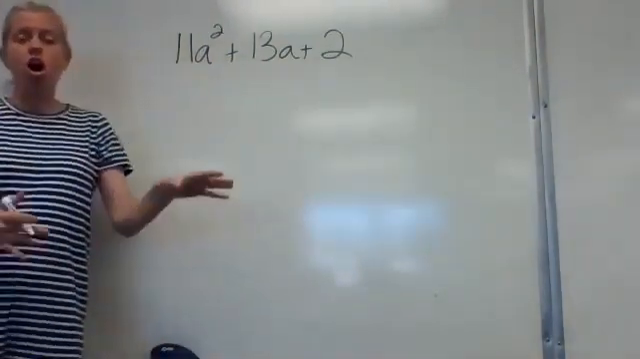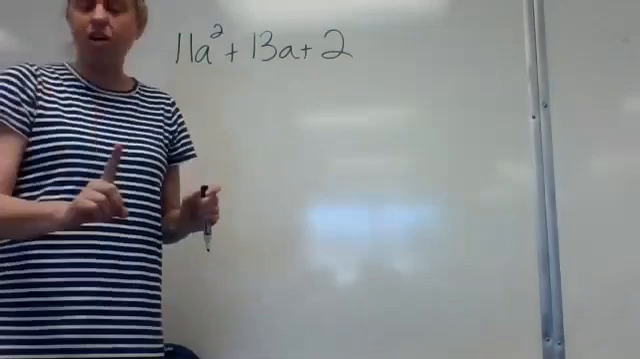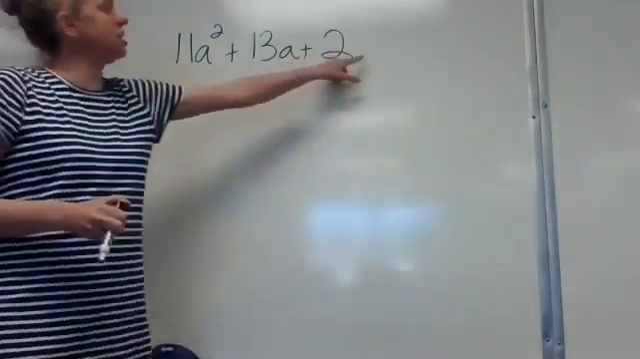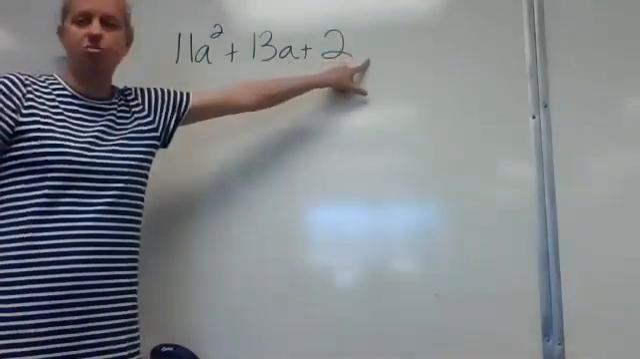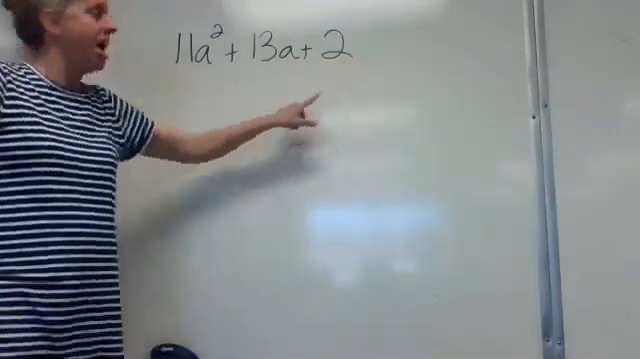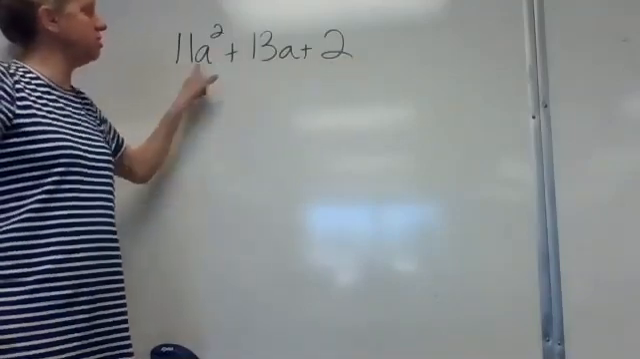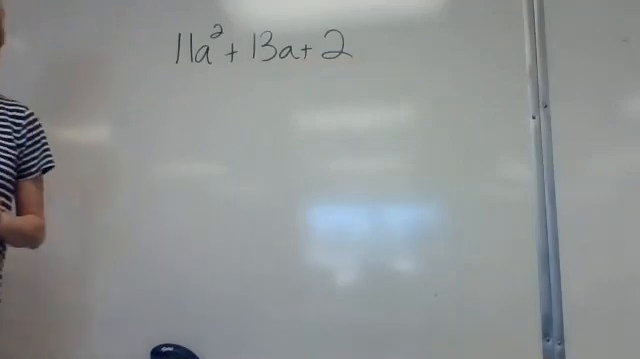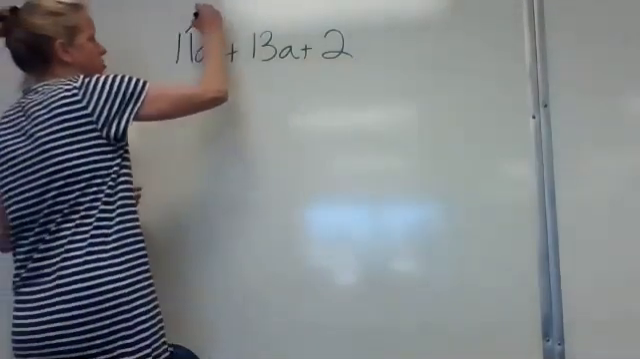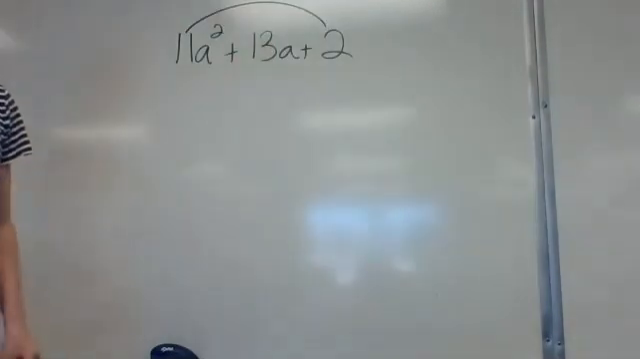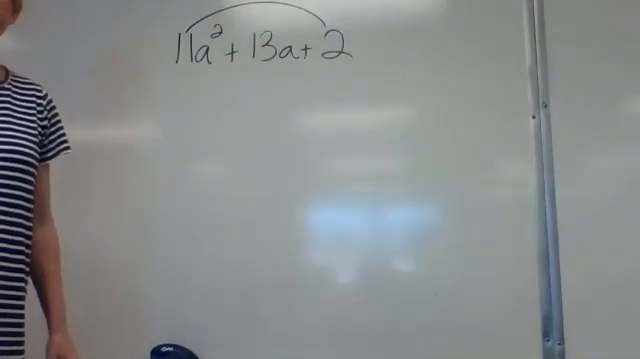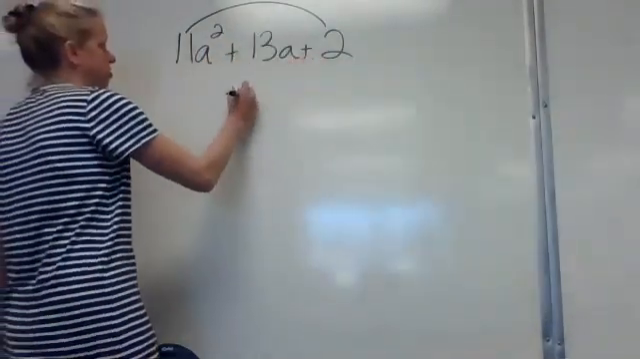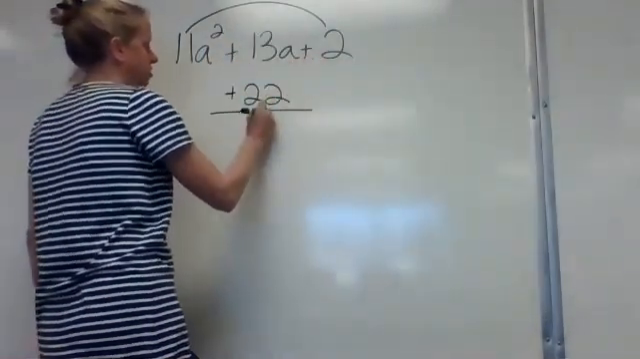Now remember, we are always looking for something in common first. Anytime you're factoring, you look for something in common. It's just that these don't all have an a, because that last term doesn't have an a. And none of these numbers divide by the same thing, except 1, which doesn't help you. So there's not anything to pull out, so we will multiply our outside numbers together. So 11 times positive 2 gives me positive 22.